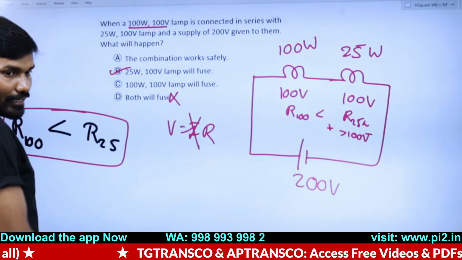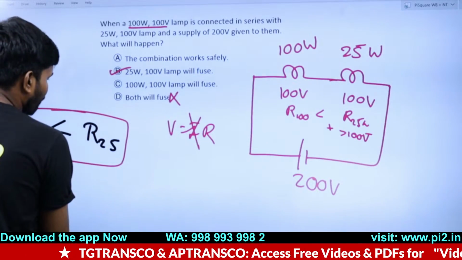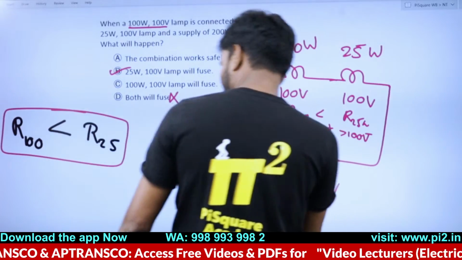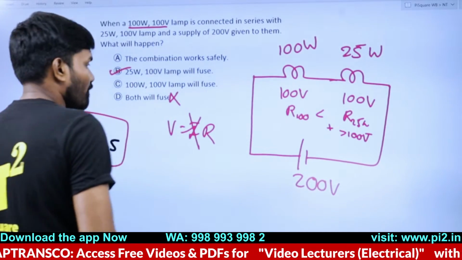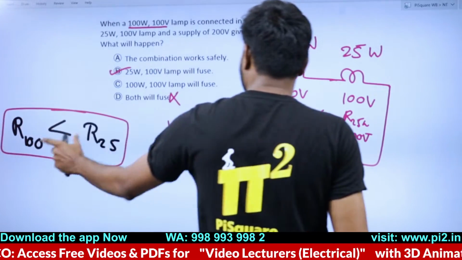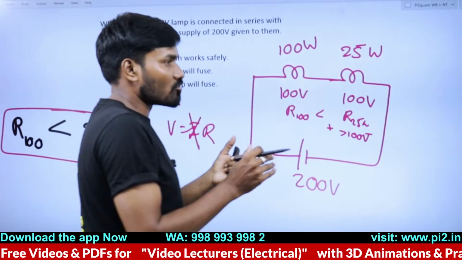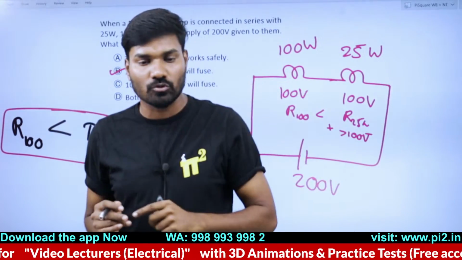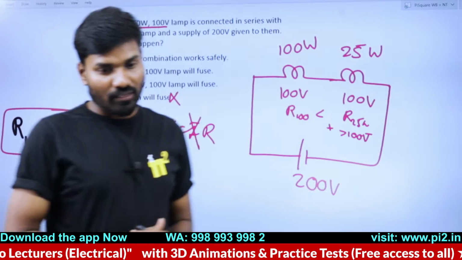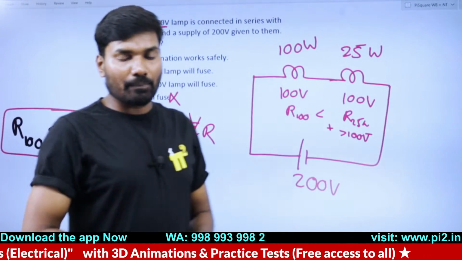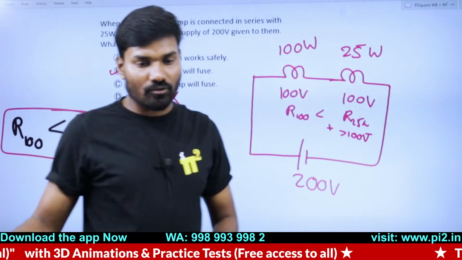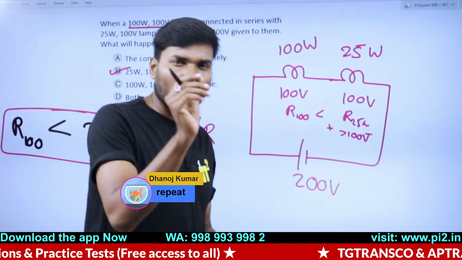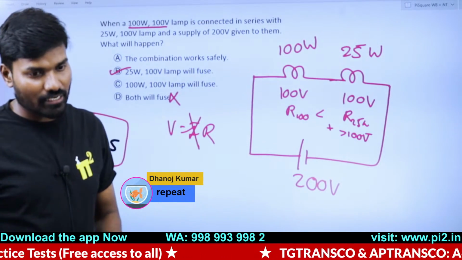Anything else, guys? Did you learn something? Whenever you get these kinds of questions next time, what should you do? You should immediately write the resistance relation for the respective bulbs, keeping both conditions in mind: P is proportional to R, P is inversely proportional to R. Then you go for it. Okay, I'll repeat, buddy. Dhanush Kumar is saying repeat; just go back and watch again, and you will understand it.